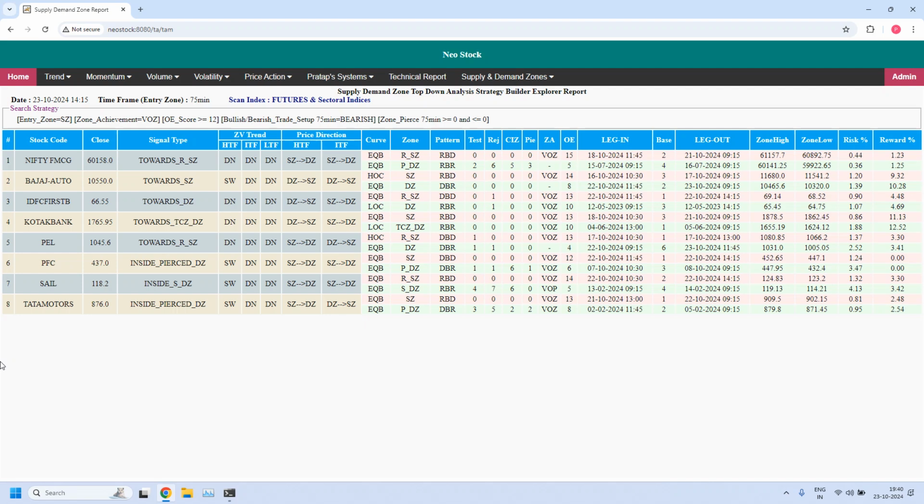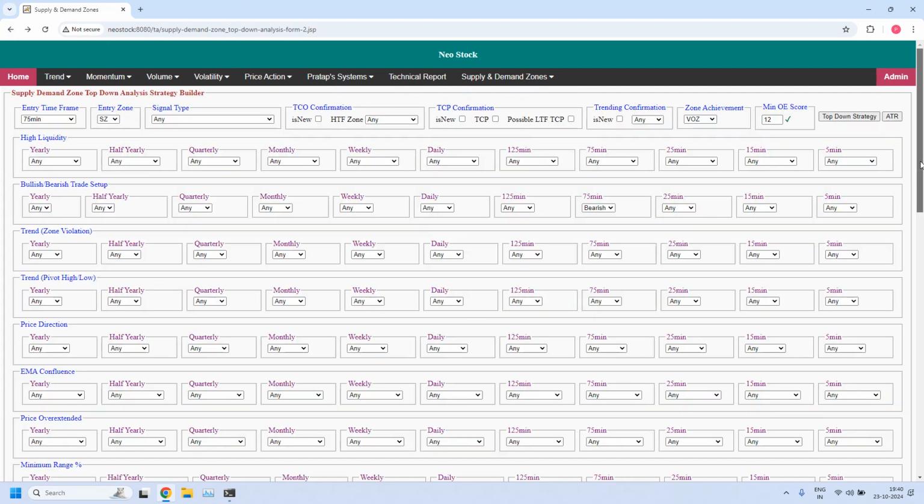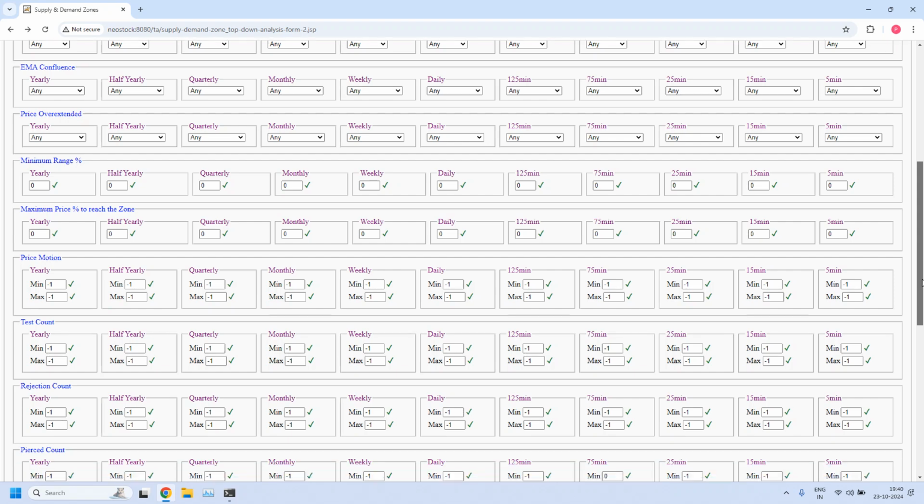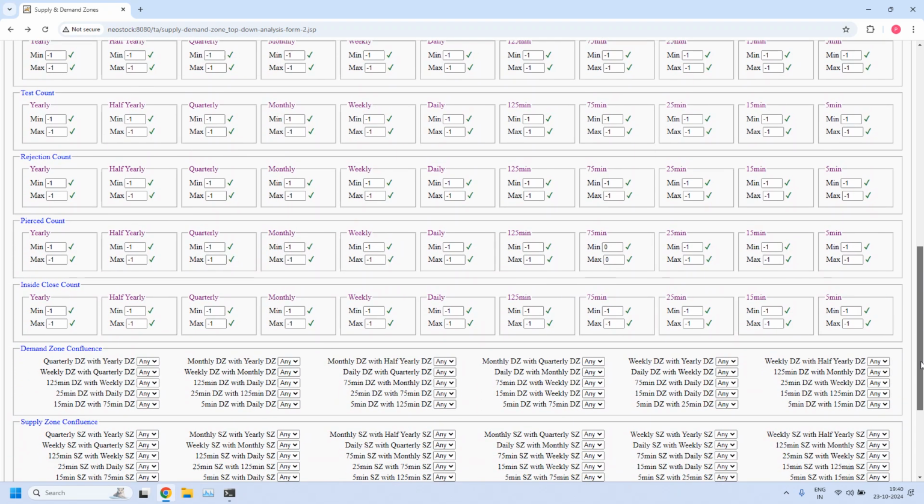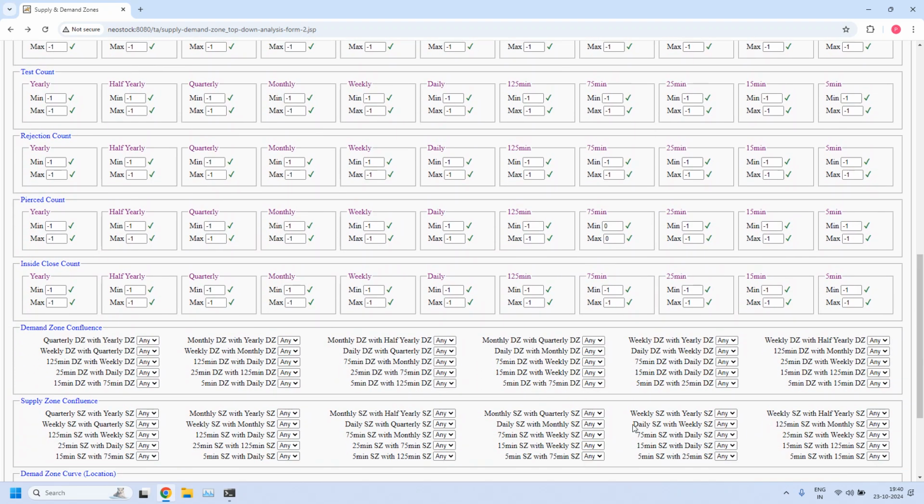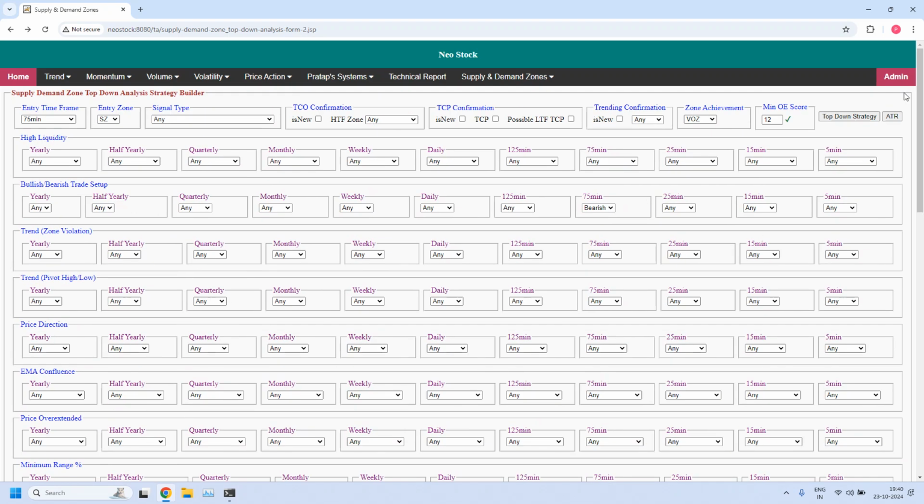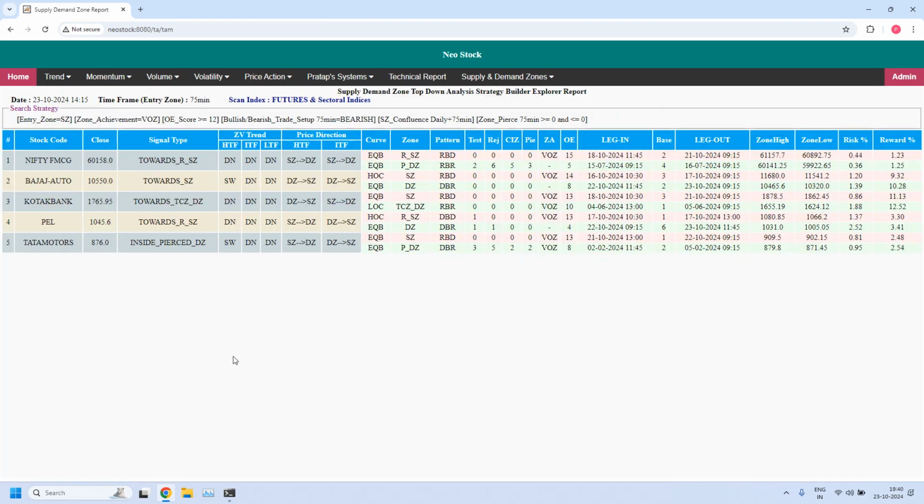First filter, ITF confluence. LTF and ITF supply zone confluence. That means 75 minute supply zone should be part of the daily supply zone. So I am enabling the filter daily supply 75 minute supply zone with daily supply zone confluence. So with this filter, let's verify. Now we got 5 stocks. In all these 5 stocks, 75 minute zones are part of the daily supply zones.